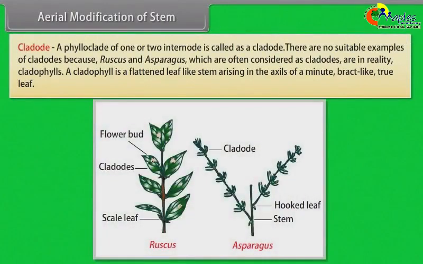Cladode. A phylloclade of one or two internodes is called a cladode. There are no suitable examples of cladodes because ruscus and asparagus, which are often considered as cladodes, are in reality cladophylls. A cladophyll is a flattened leaf-like stem arising in the axils of a minute, bract-like true leaf.